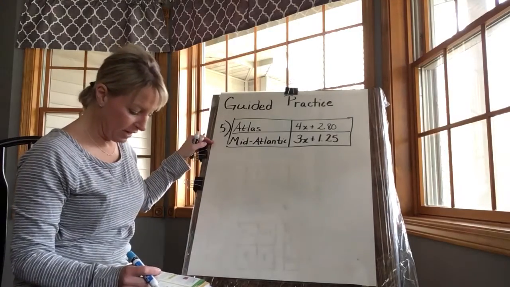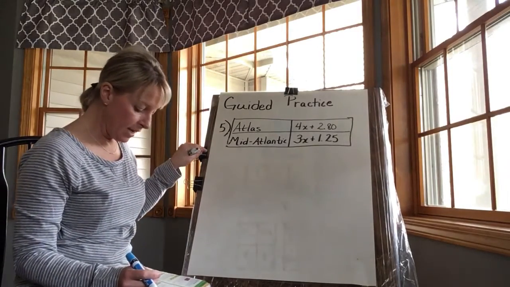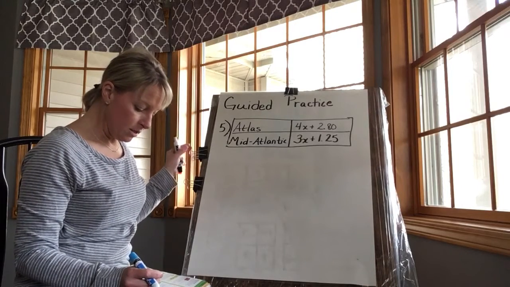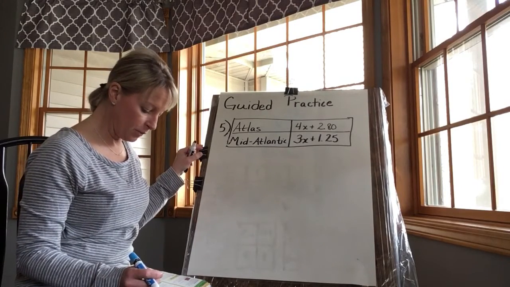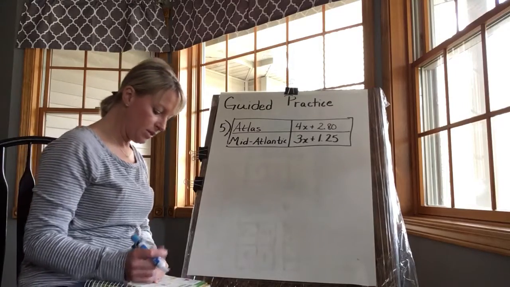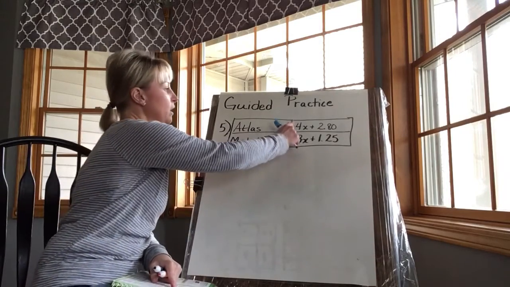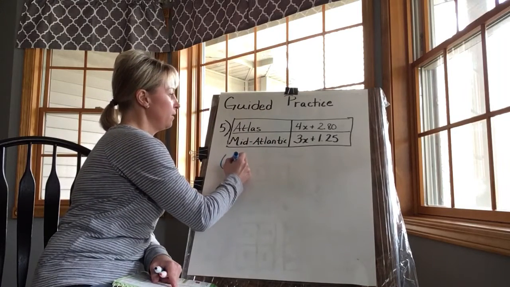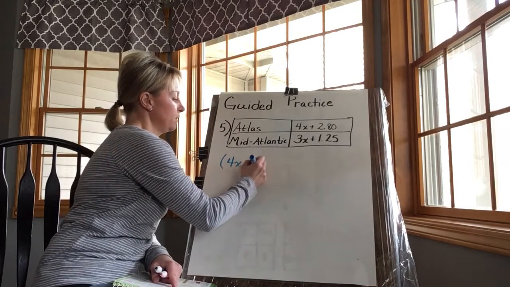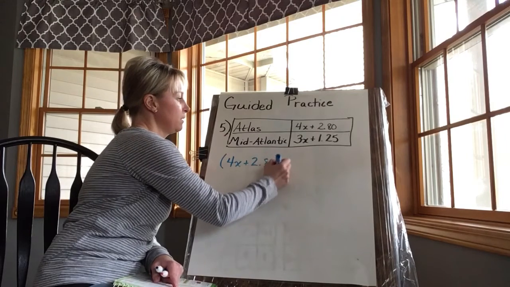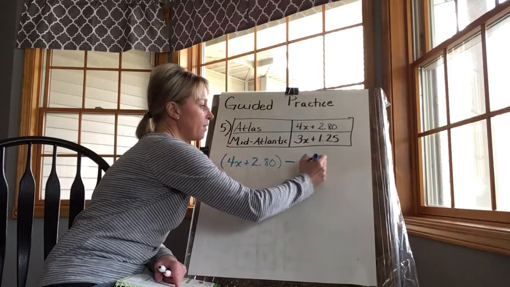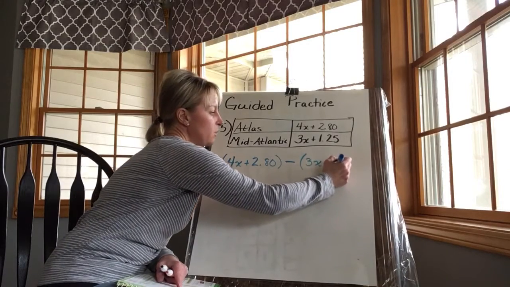So here is the table that I copied from the book. Part A says, write an expression to represent how much more Atlas charges than Mid-Atlantic for shipping an item. So we start with Atlas, because how much more did Atlas? So I would have the quantity 4x plus 2.80, and we want to know how much more, so you're going to subtract 3x plus 1.25.